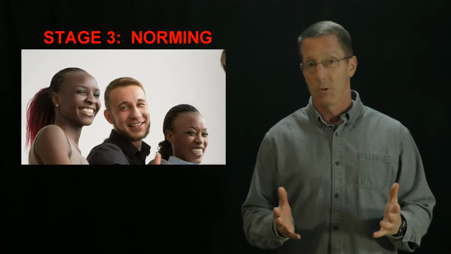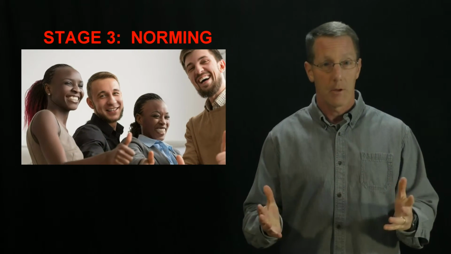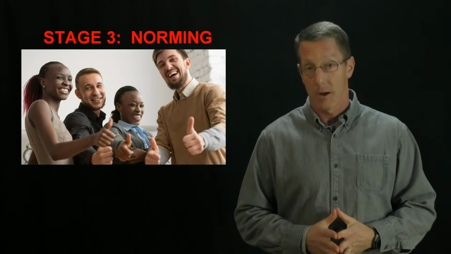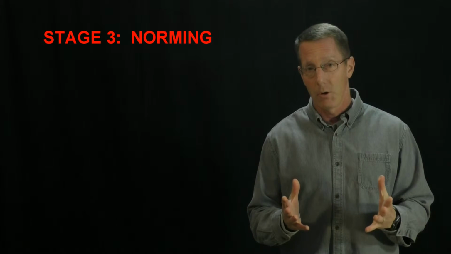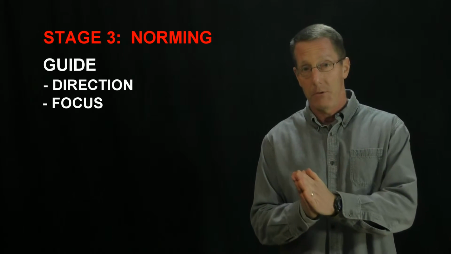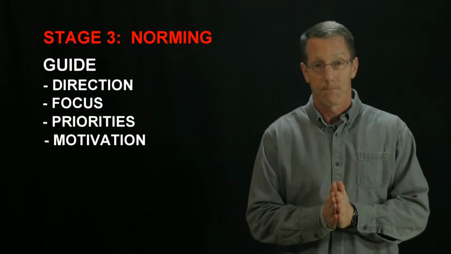By the third stage, norming, these conflicts are largely worked out. Systems are put in place, people understand their roles within the group, and now they're largely ready to shift their focus to getting the job done. So for teams that are norming, you become the guide. The skill level of the group is growing steadily, and with it, enthusiasm is rising too, but they still need someone to keep them pointed in the right direction.